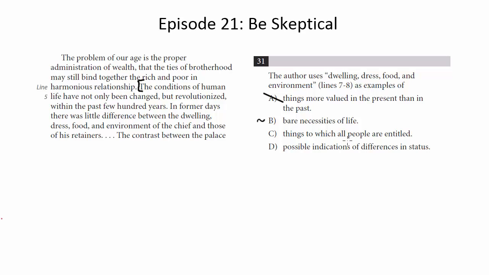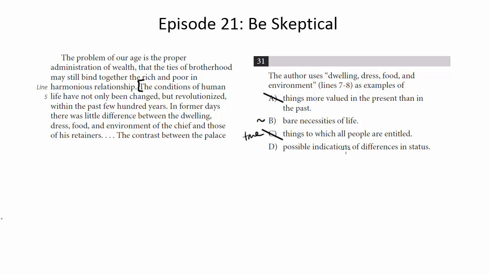Examples of things to which all people are entitled. Be careful in this one. You could argue that this is true, right? People should have access to food and to dress and to dwelling, but that's not what the passage says. It's all about what's being said in the passage, not about our own opinions or what's going on in real life or philosophy, generally speaking. It's about what's in the passage.